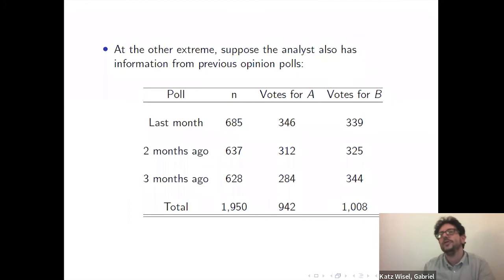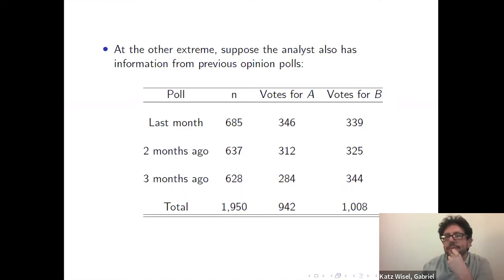Now, let's go to the opposite extreme. Suppose that in addition to the poll I am currently analyzing, there are several other polls that were conducted last month, 2 months ago, 3 months ago, and to make things very simple, suppose that I want to incorporate all that information. I want to use the results from previous polls and incorporate them in the prior, and use that to inform my inferences and essentially the derivation of the posterior distribution of the parameter.